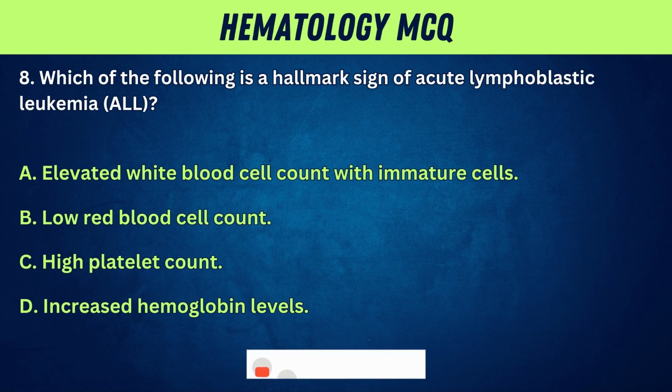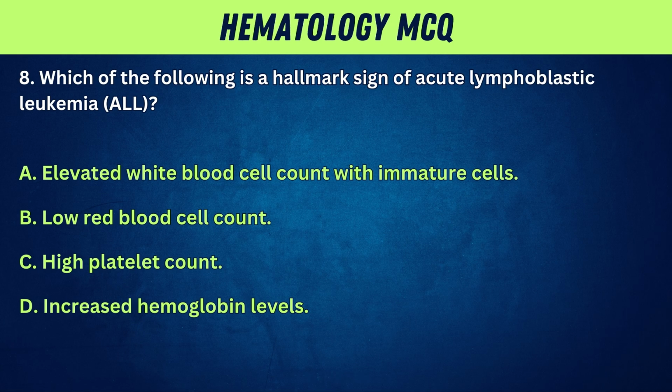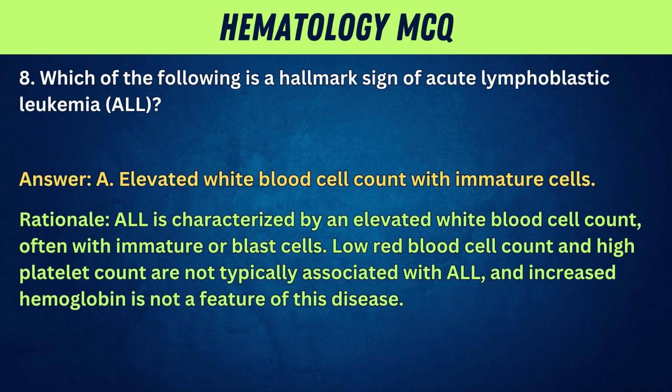8. Which of the following is a hallmark sign of acute lymphoblastic leukemia, ALL? A. Elevated white blood cell count with immature cells. B. Low red blood cell count. C. High platelet count. D. Increased hemoglobin levels. Answer: A. Elevated white blood cell count with immature cells. Rationale: ALL is characterized by an elevated white blood cell count, often with immature or blast cells. Low red blood cell count and high platelet count are not typically associated with ALL, and increased hemoglobin is not a feature of this disease.